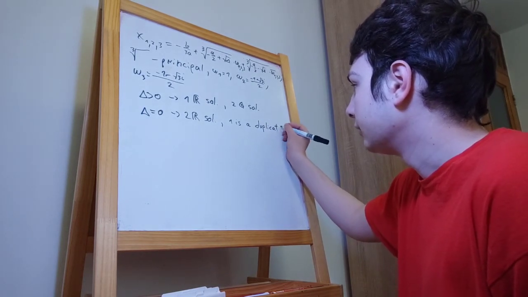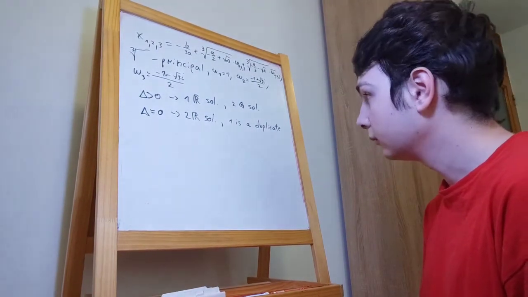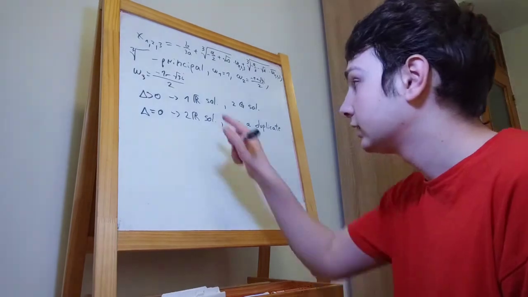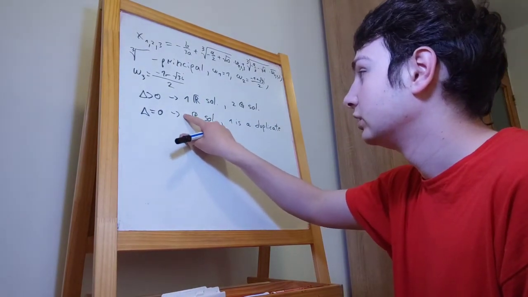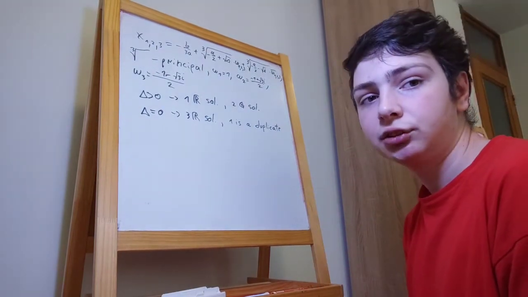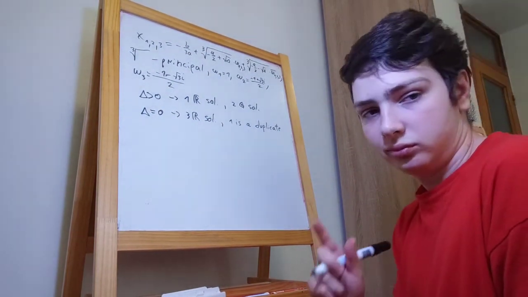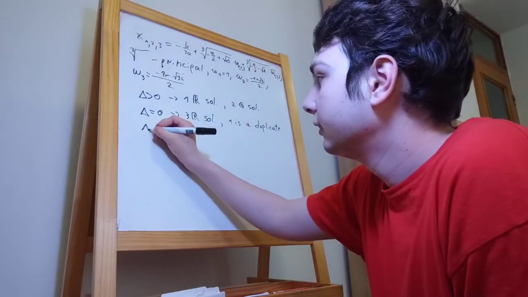That's why there are three. Alright. You could technically say there are three real solutions. So just three real solutions and one is a duplicate. Alright. And now the real deal is right here.